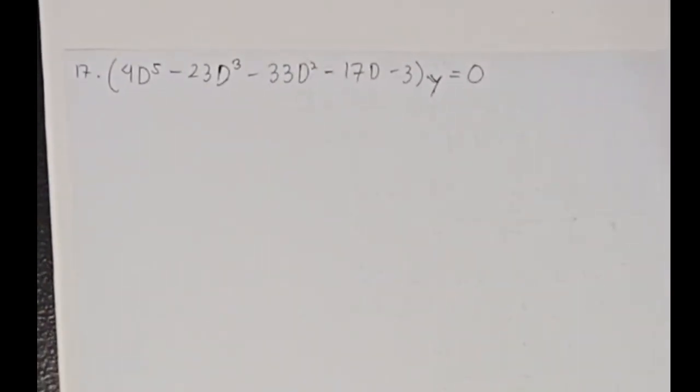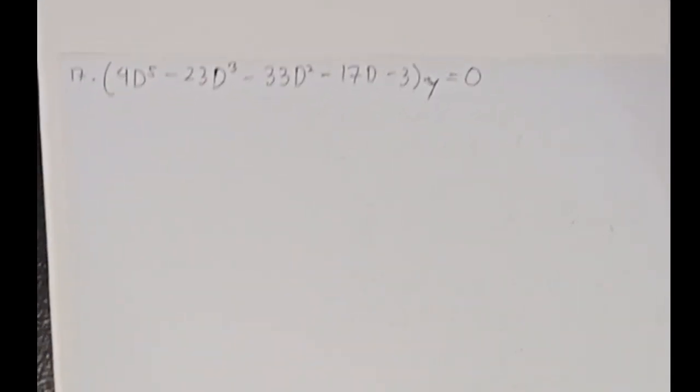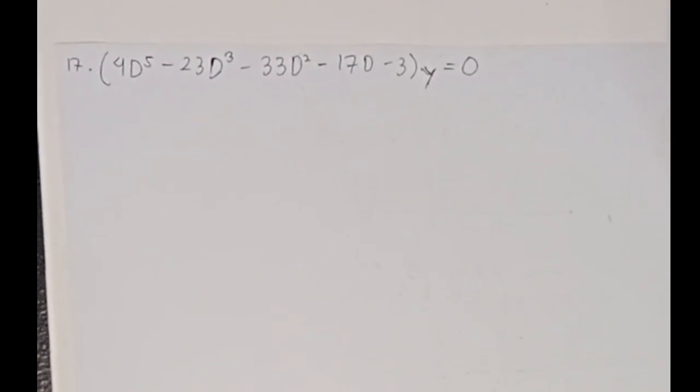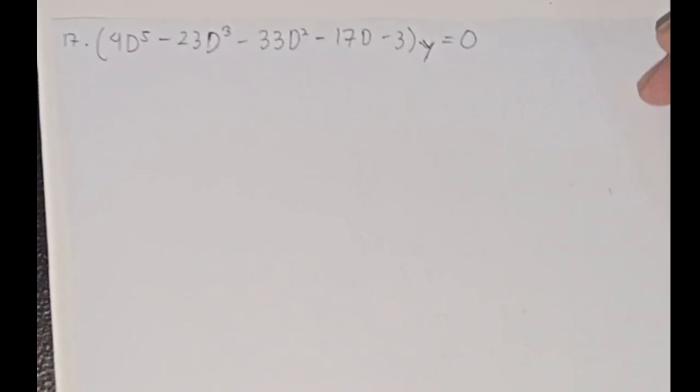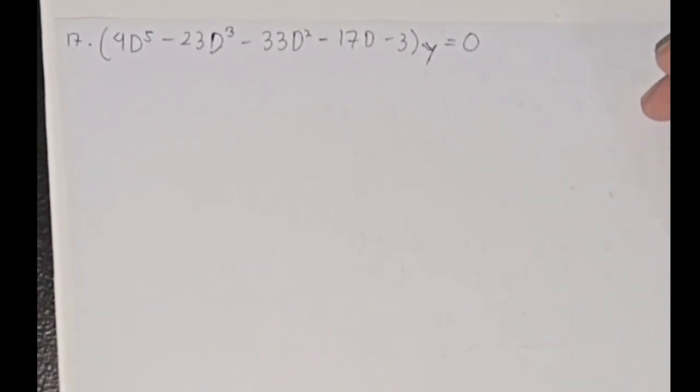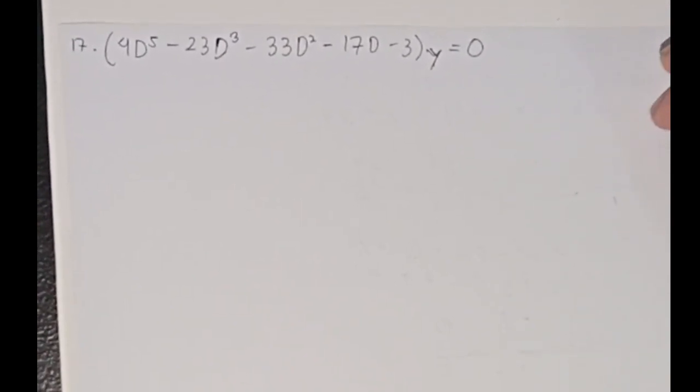Now problem number 17. Quantity 4D to the power of 5 minus 23D cubed minus 33D squared minus 17D minus 3 multiplied by y is equal to 0. And just like before, we will assume x as our independent variable and y as our dependent variable. So that will be dy over dx.